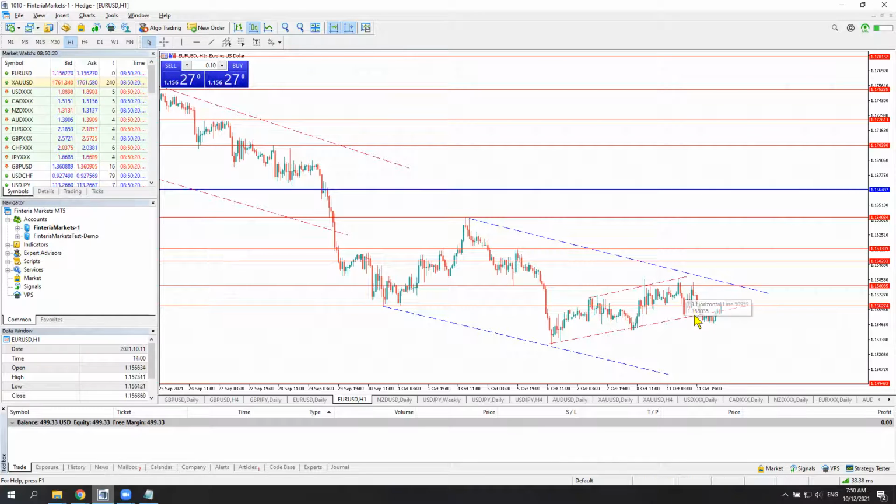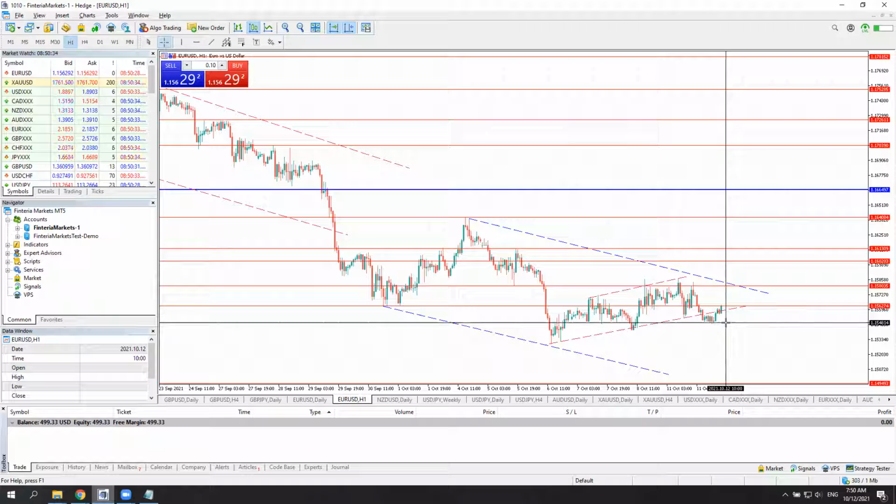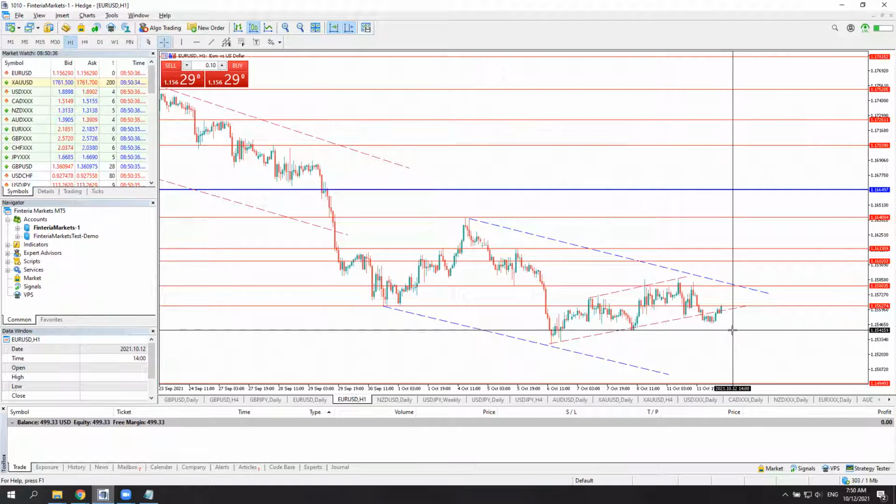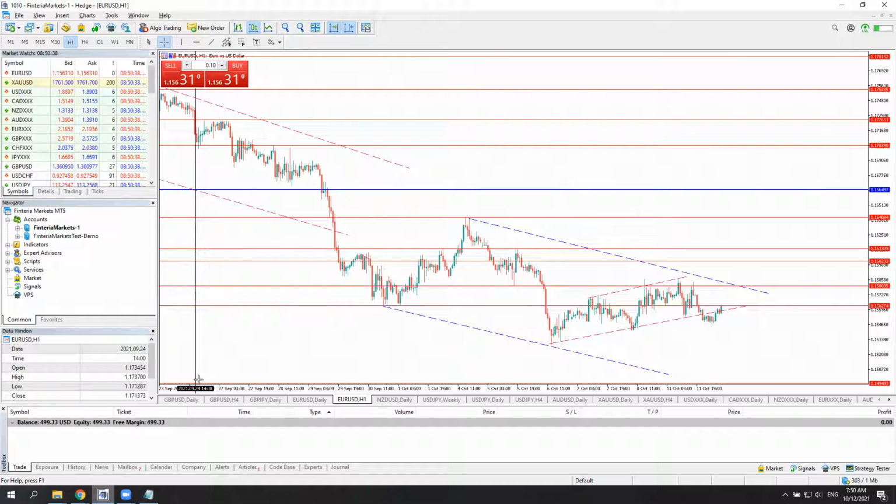But anyway, if you look even at the formation here, each low is slightly lower than the previous one, each high is lower. So potentially if we have another high right here and we approach the low once again, potentially we will break it and we will move much lower.